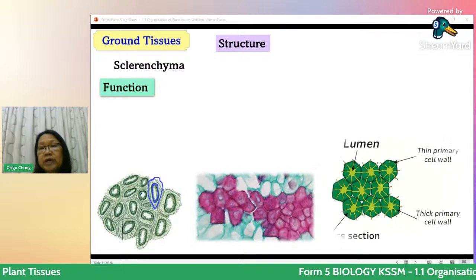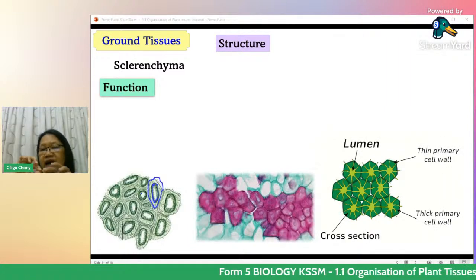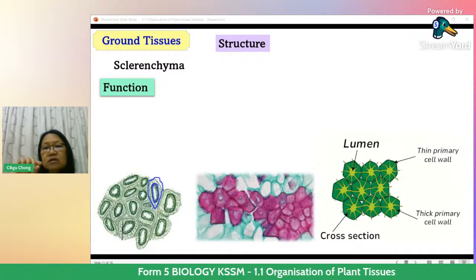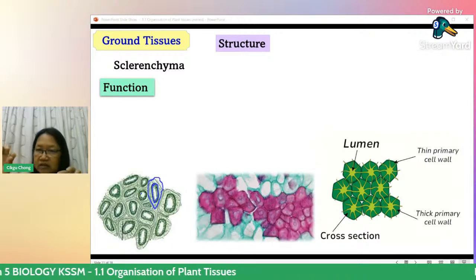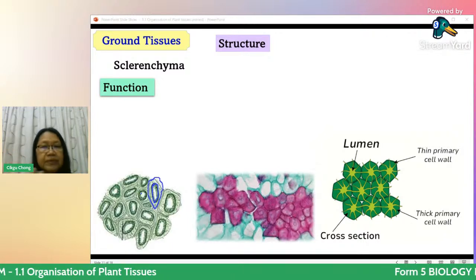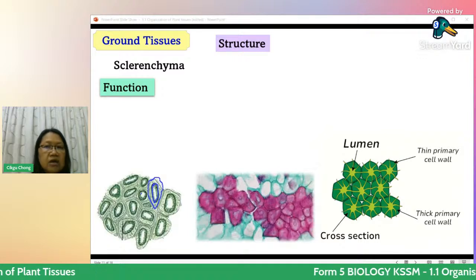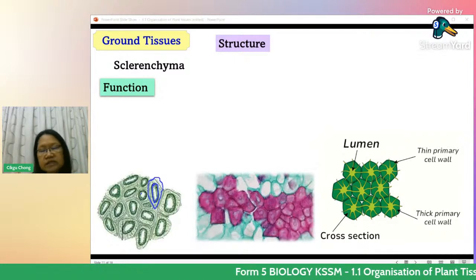Another one, this is a drawing. You have tiny channels, tiny connections to the next cell. So there are tiny channels that can connect. That's not important, they won't ask you this. All you need to know is the thickness of the cell wall.